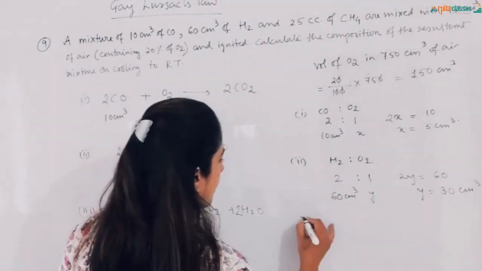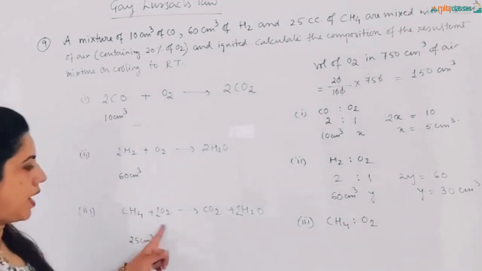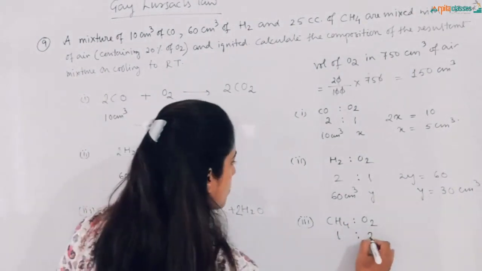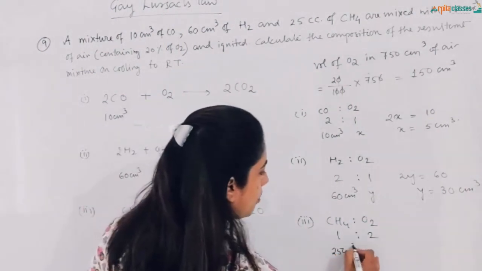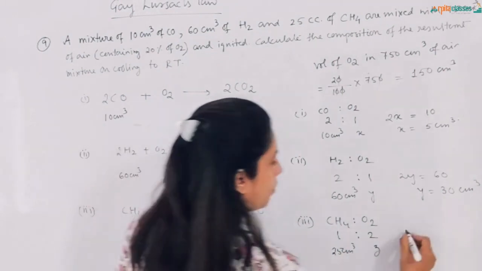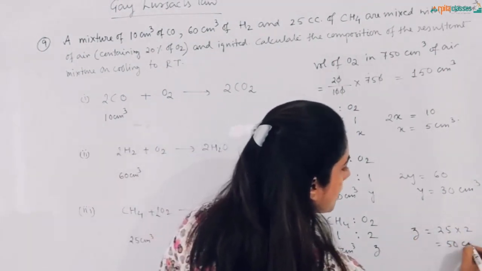Similarly, let us do the third one. The ratio between CH4 and oxygen is 1:2. CH4 is 25 centimeter cube. Oxygen, let it be Z. So here we are getting Z is equal to 25 into 2, that is 50 centimeter cube.